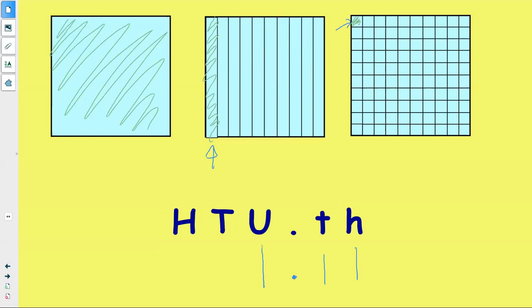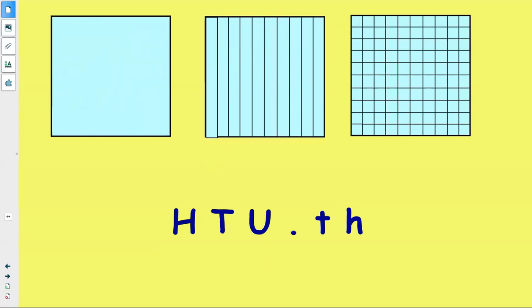Okay, let's try another one. What if I wanted to represent 3/10, with 3 of these filled in, and 4 of these? How would you write that? There's no units, so it'd be 0 units, 0 point. There's 1, 2, 3 tenths, and there's 1, 2, 3, 4 hundredths. And you would say that as 0.34.